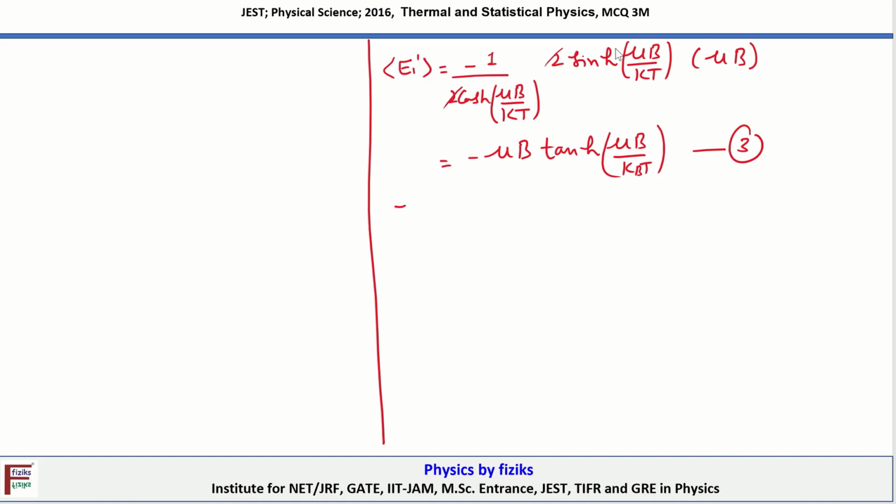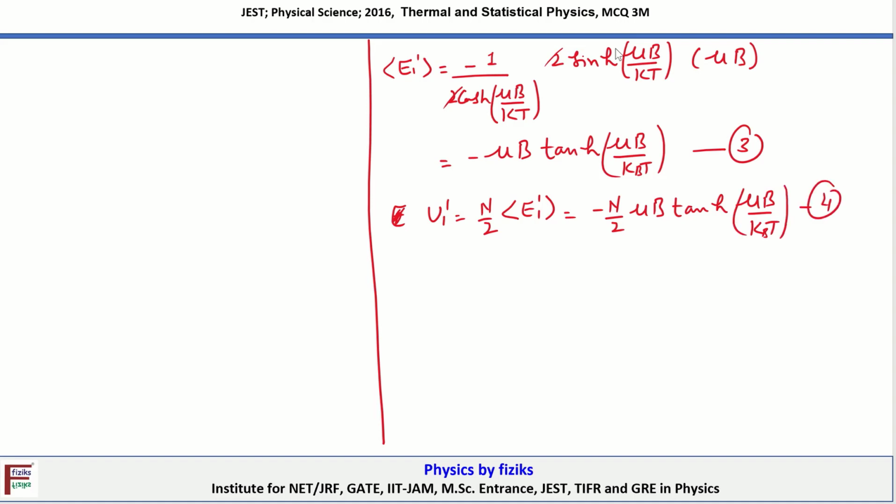So the energy for the, how many spins do we have? It's n by 2. So for the n by 2 spins the average energy will be, let's call that U1 prime, equal to n by 2 multiplied by the average energy per spin. So that is equal to minus n by 2 mu B tanh of mu B upon kBT. That's equation 4.